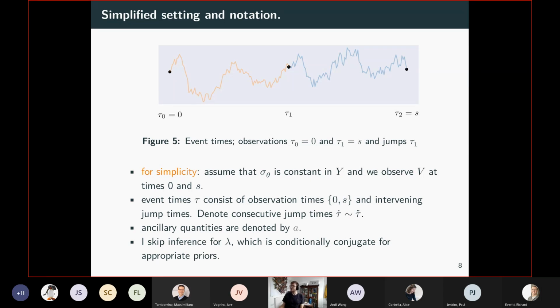Any questions about this notation? Please jump in right now.